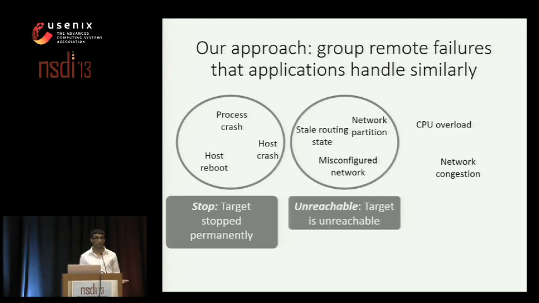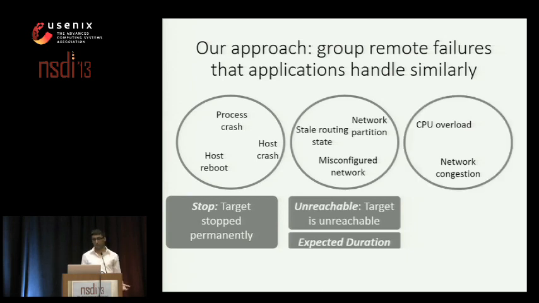Also observe that some of the failures in this group, like stale routing state, are transient in nature, while others like network partition and misconfigured network are long-lasting in nature. And the client may want to distinguish between these cases, because it may want to wait for the transient failure to fix, while it may want to recover for the long-lasting failure. A general approach to make this distinction is to report the expected duration of the failure.